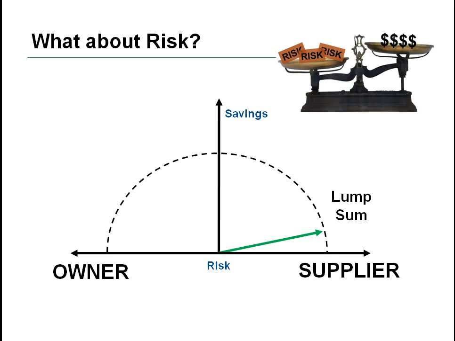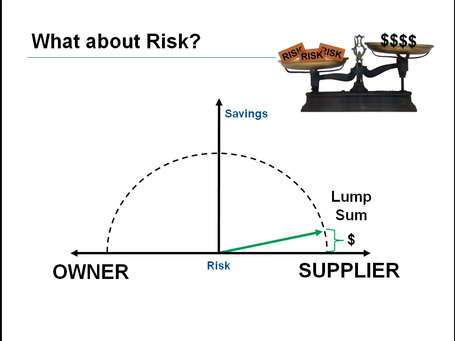At one end of the spectrum is the lump sum contract. The owner transfers the bulk of the risk to the supplier. This typically results in a higher price since contingency is baked into the contracted value. A lean approach on a lump sum contract would give the contractor all the innovation and productivity savings. The owner may benefit from a faster schedule and better quality.